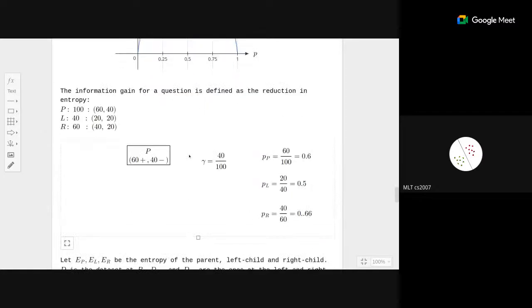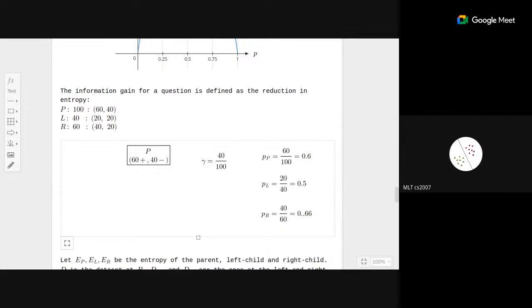Now, this is 90% impure. That's all, right? At this stage, I'm only concerned with the impurity. My whole business is, how can I reduce this impurity? I can reduce this impurity by asking a good question. So what is the question?